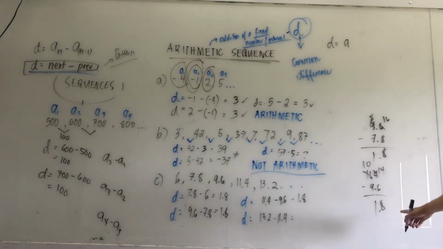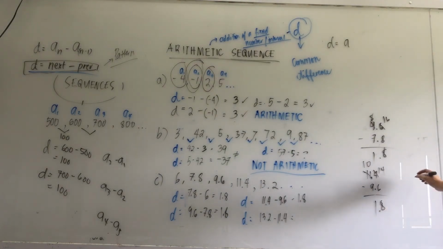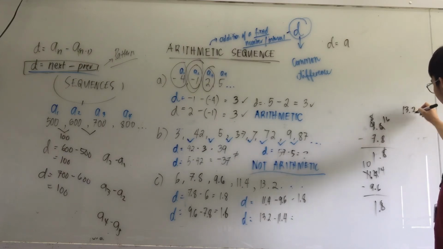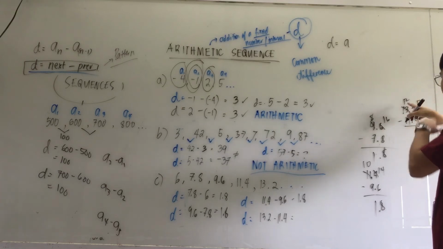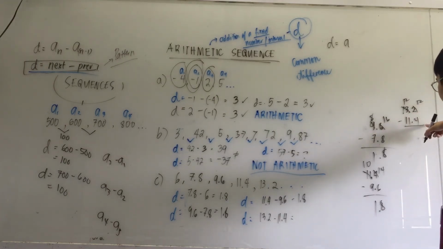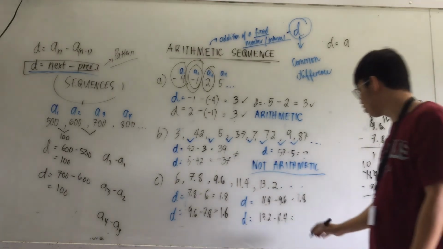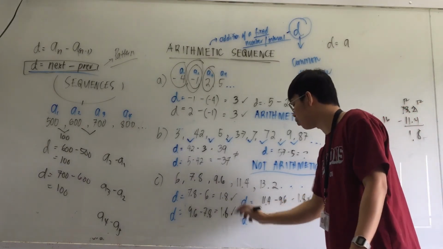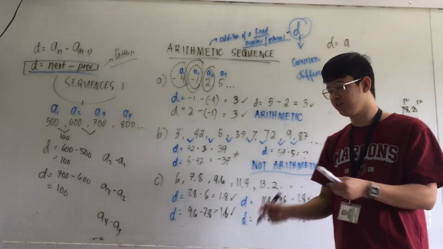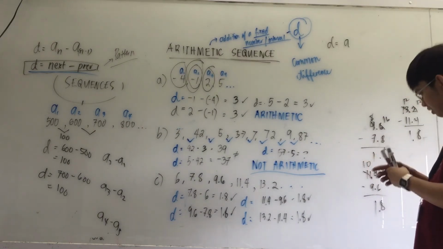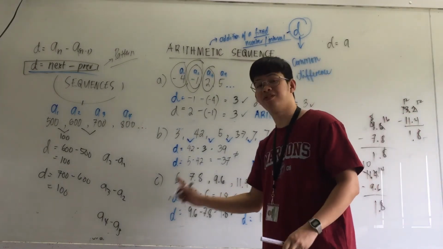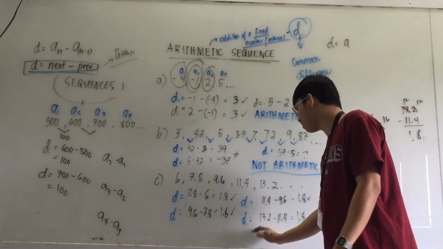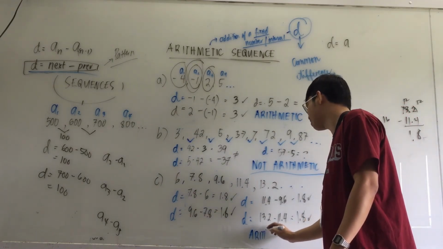Okay? Now, we have 9.6, 1.8, and then 13.2 minus 11.4. This becomes 12. Technically 12, and then 12 minus 4 is 8. And then 12 minus 1 is just 1. So 1.8. As you can see, 1.8, 1.8, 1.8, 1.8. The differences are common. Therefore, we can say that there is a common difference. Therefore, this one is an arithmetic sequence.